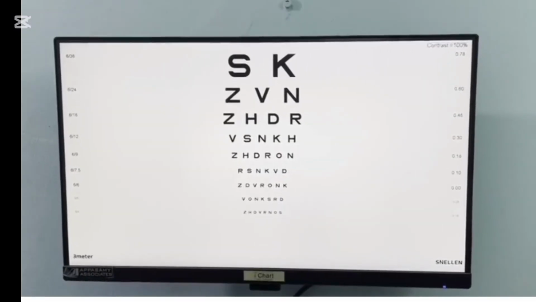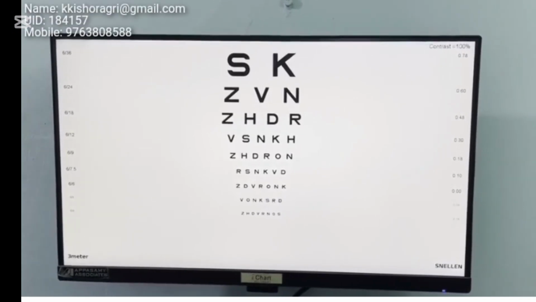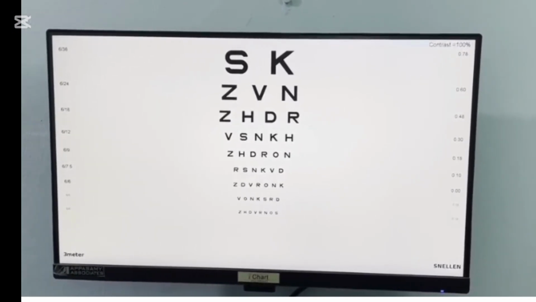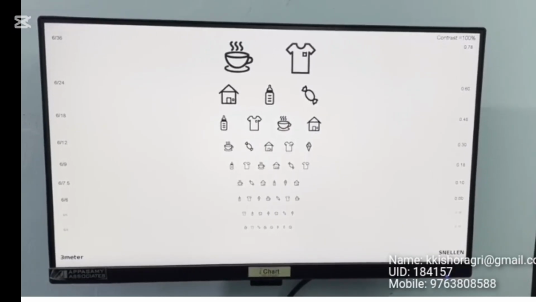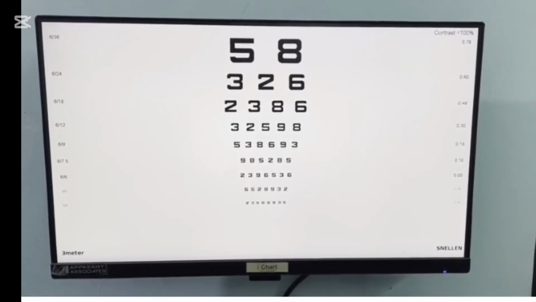guide you through the procedure of distant visual acuity. First of all, Snellen's test types. The distant central visual acuity is usually tested by Snellen's test types. It consists of a series of black capital letters on a whiteboard arranged in lines, each progressively diminishing in size.